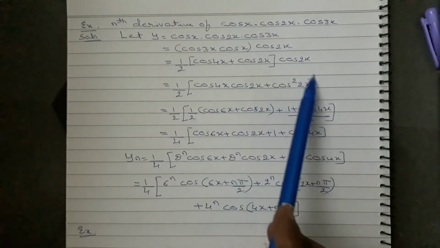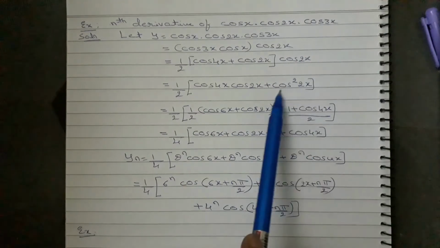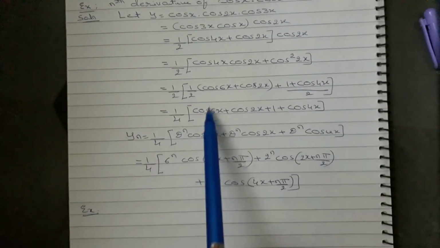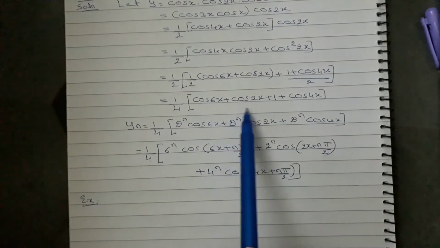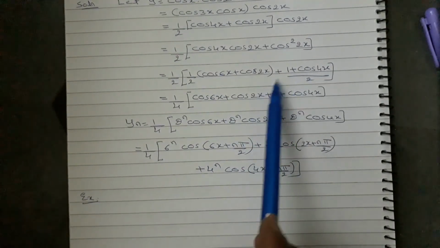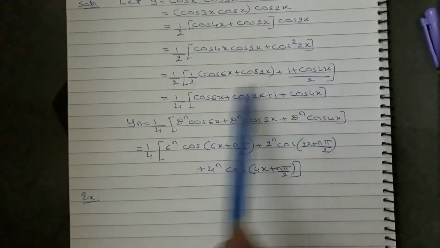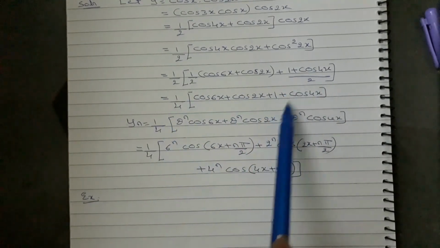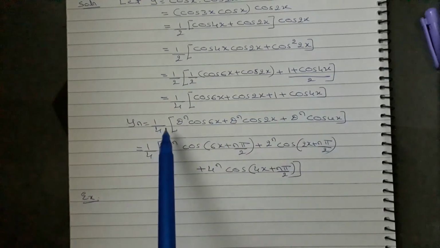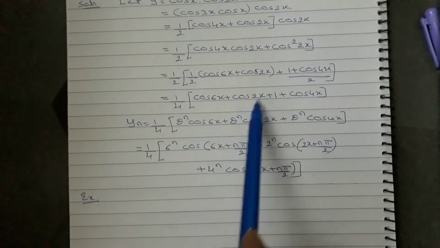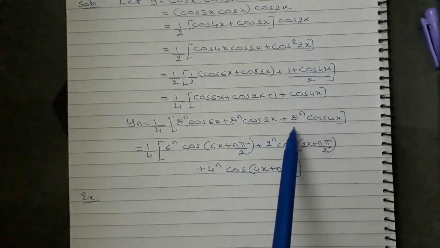Again, we don't have a formula for cos square 2x. So this can be written as (1 plus cos 4x) divided by 2. And this one we can consider as cos 6x plus cos 2x plus 1. We have taken this 1 by 4 outside here. We can take 1 by 2 outside: 1 by 4 plus 1 plus cos 4x. Now to find the nth derivative of this, yn equals the nth derivative of cos 6x, the nth derivative of cos 2x, the nth derivative of cos 4x.